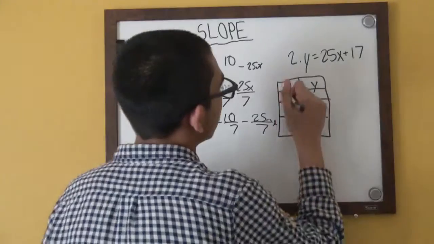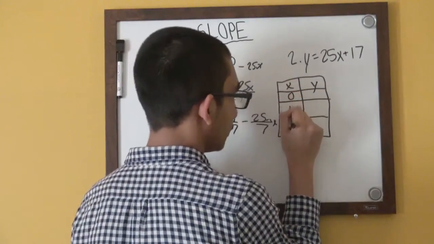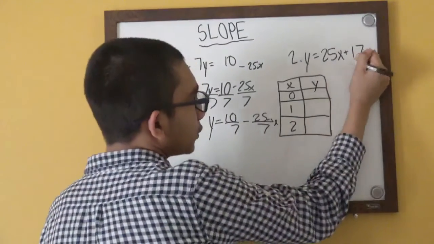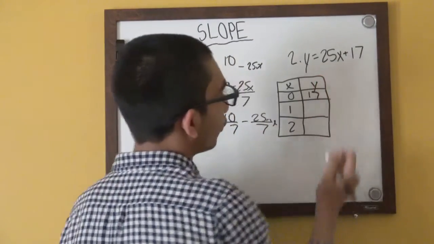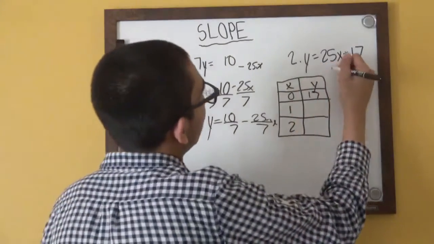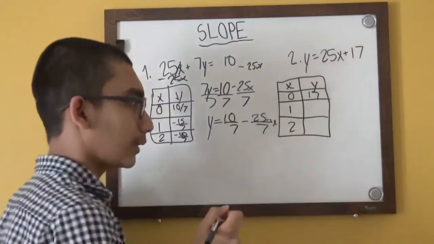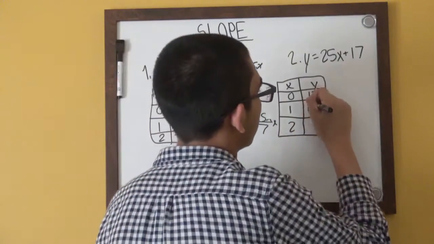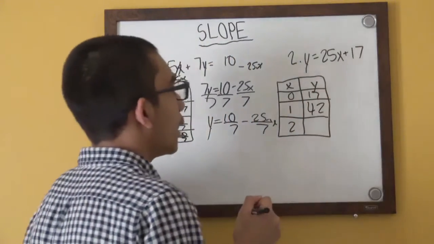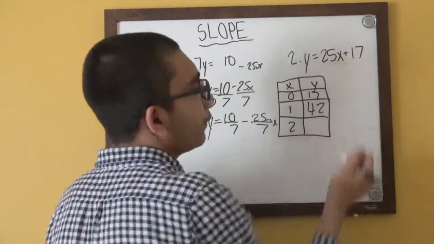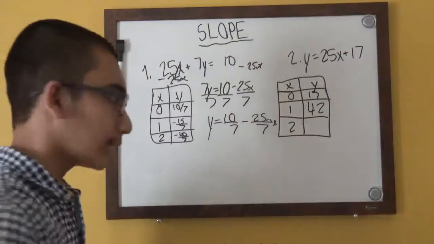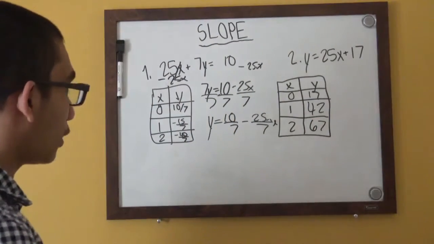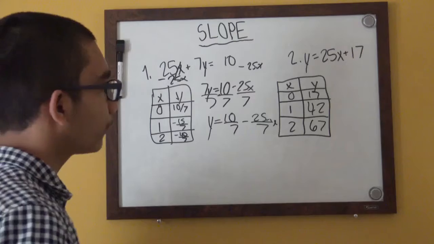So we know, let's just put in the x's. So for 0, we know since there's a y-intercept, it will be 17. For 1, so let's multiply. 1 times 25 is 25, plus 17 is 42. And for 2, so 25 times 2 is 50, plus 17 is 67. So that's how you go from an equation to a table.